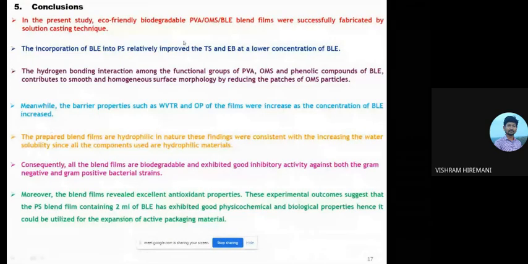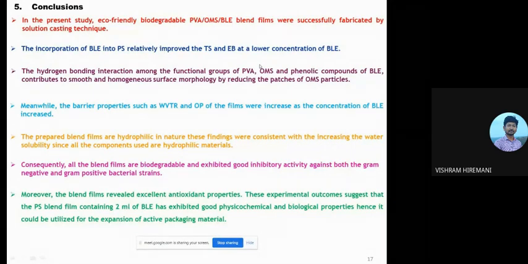In the present study, eco-friendly biodegradable PVA oxidized starch betel leaf extract blend films were successfully fabricated by solution casting technique. The incorporation of BLE into PS relatively improved the TS and EB at lower content. Hydrogen bonding interaction among the functional groups of PVA oxidized starch and phenolic compounds of BLE contributes to smooth and homogeneous surface morphology by reducing the patches of OMS particles.